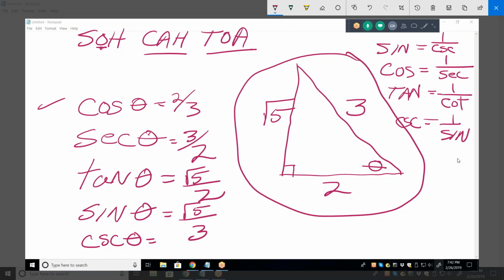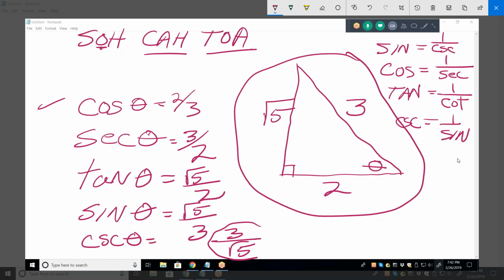This one, you don't really have to look at the triangle. You have to know that cosecant is the reciprocal of what? Of sine. So just flip whatever the sine is. 3 root 5. 3 over root 5.